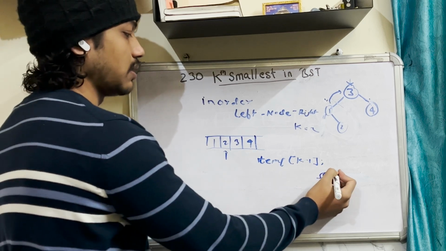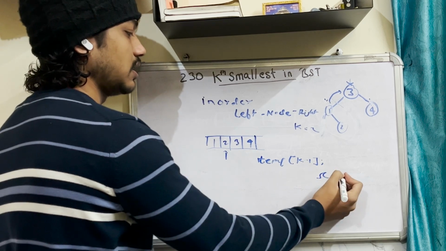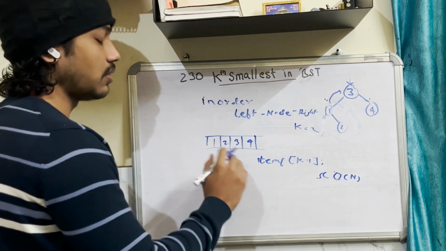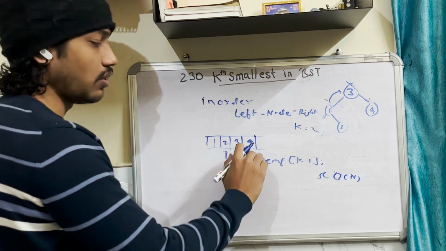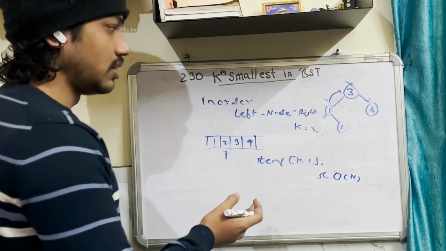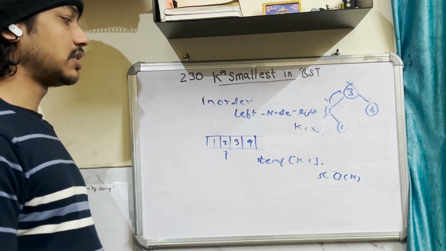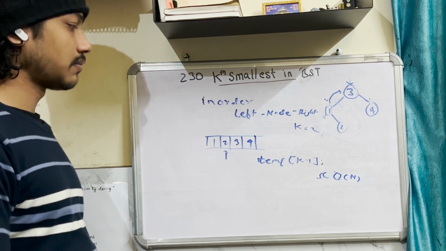But what about space complexity? Space complexity is still big O of n, as you can see you are still storing all the values in the vector. And to remove that, just think how to remove the space complexity, how to optimize the space.